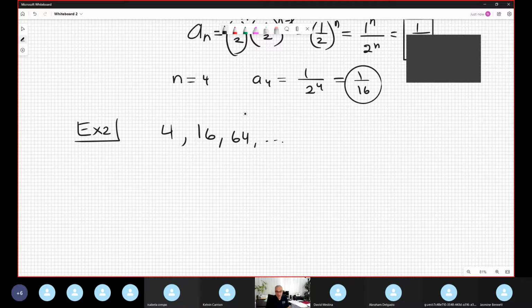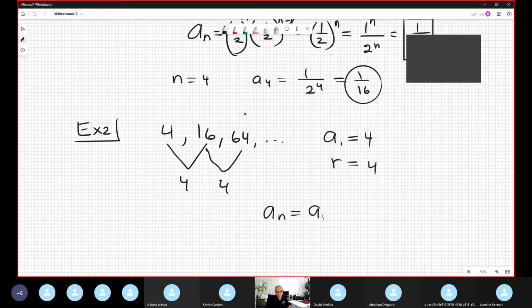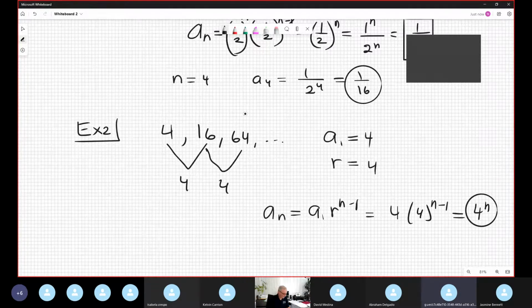So I realize clearly that a_1 is 4. So I need to find the common ratio. Well, you divide 16 by 4 is 4, 64 divided by 16 is 4. Oh, it's 4. Okay, in this example, by coincidence, it's the same number, but not always the same number. I want to put another example, you know. Okay, entonces now, what is the formula? The formula is a_n equals a_1 times r^(n minus 1), is 4 raised to the n minus 1. It's obvious it's 4 to the n. Okay, 4 raised to the 1 power is 4, to the second power is 16, and so on.